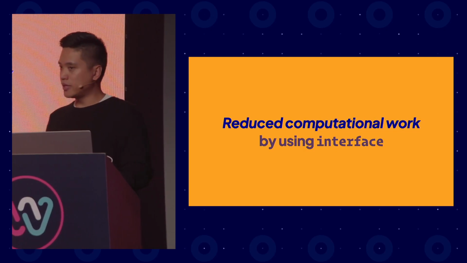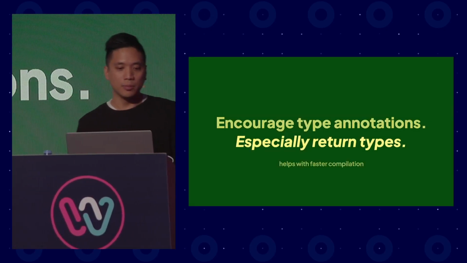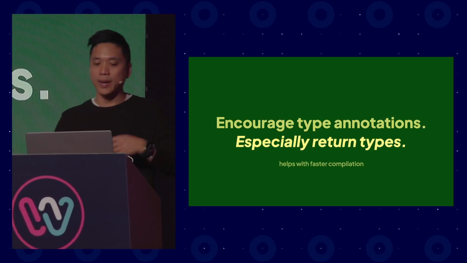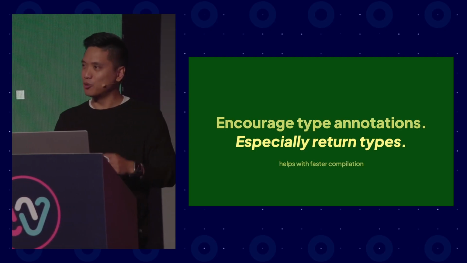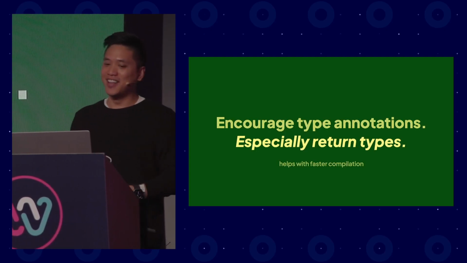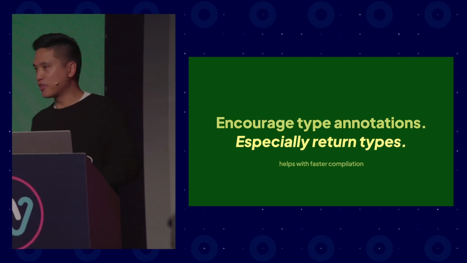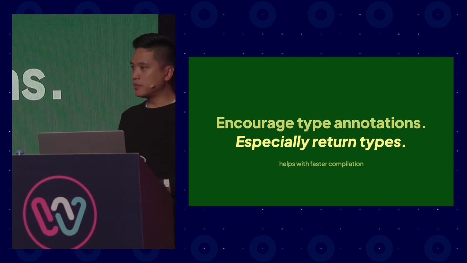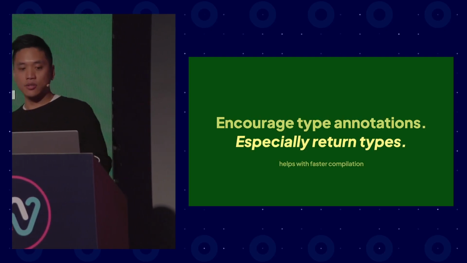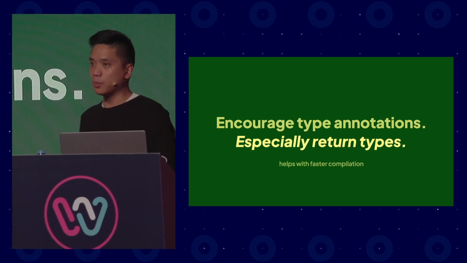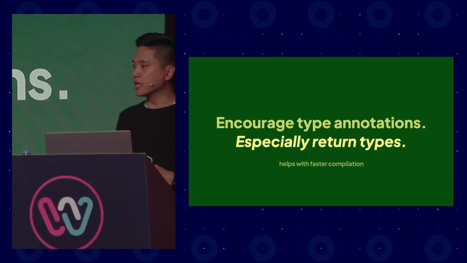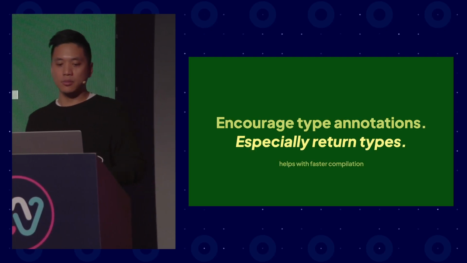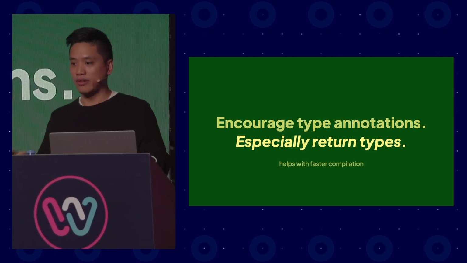And on that topic, I also encourage you to type return annotations, especially for things like function return types. The idea here is that it helps with faster compilation as well, and can also help improve the type safety and the correctness of the code, what you expect out of a return, right? And it can make it easy to catch and prevent errors.